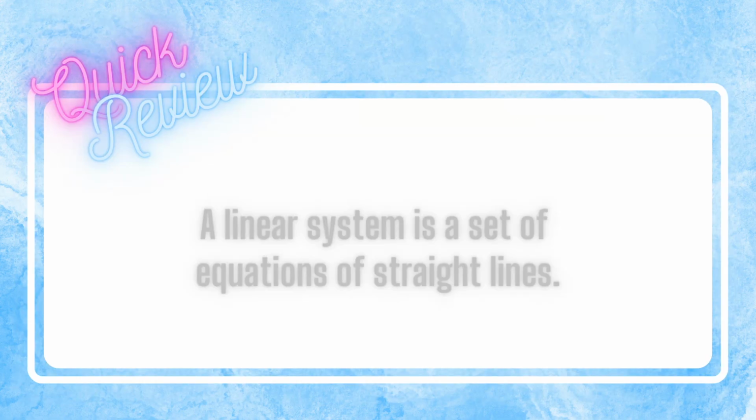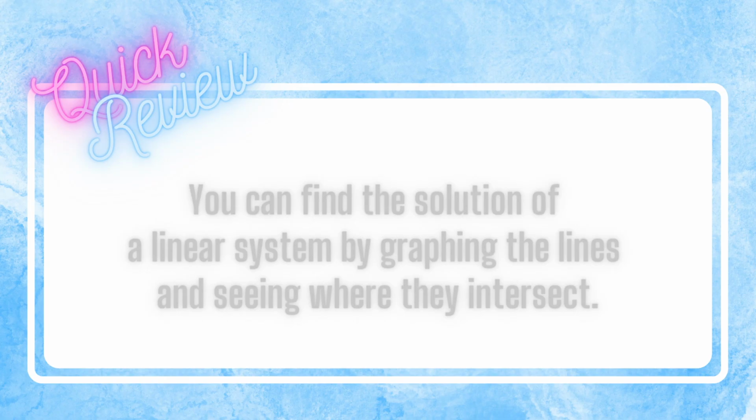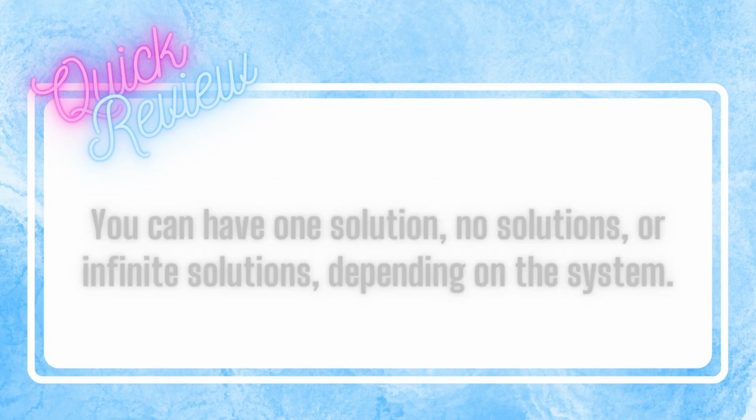As a review for today's topic, a linear system is a set of equations of straight lines. You can find the solution of a linear system by graphing the lines and seeing where they intersect. You can have one solution, no solutions, or infinite solutions depending on the linear system.